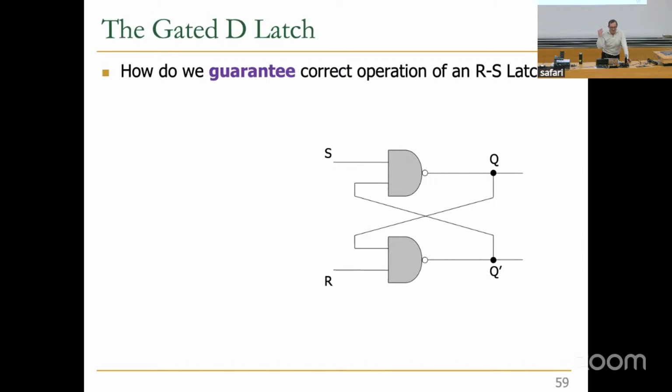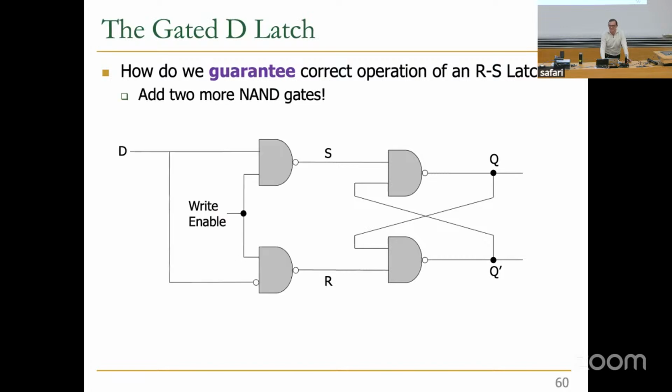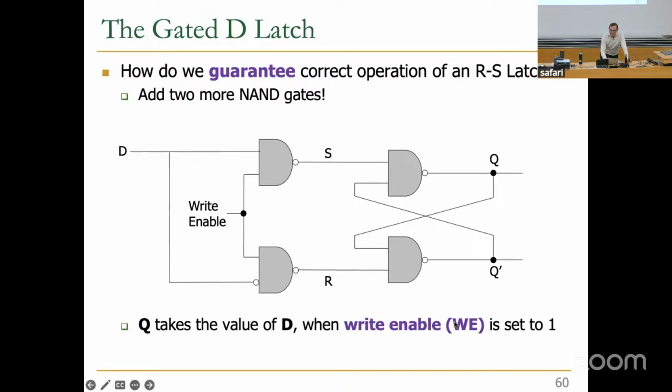So how do you guarantee correct operation of this? Well, ensure no one is able to set S and R to 0. I introduced 2 more NAND gates. Sorry, it's becoming expensive. Now D is the input that I want to set Q with. And I have a write enable signal. If this write enable signal is 0, I don't change anything over here. If that write enable signal is 1, Q should become equal to D. Basically, Q takes the value of D when write enable is set to 1.